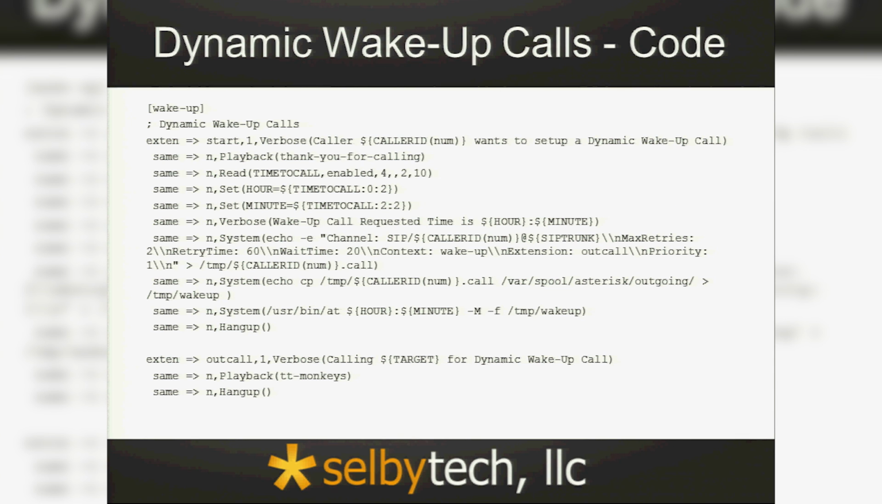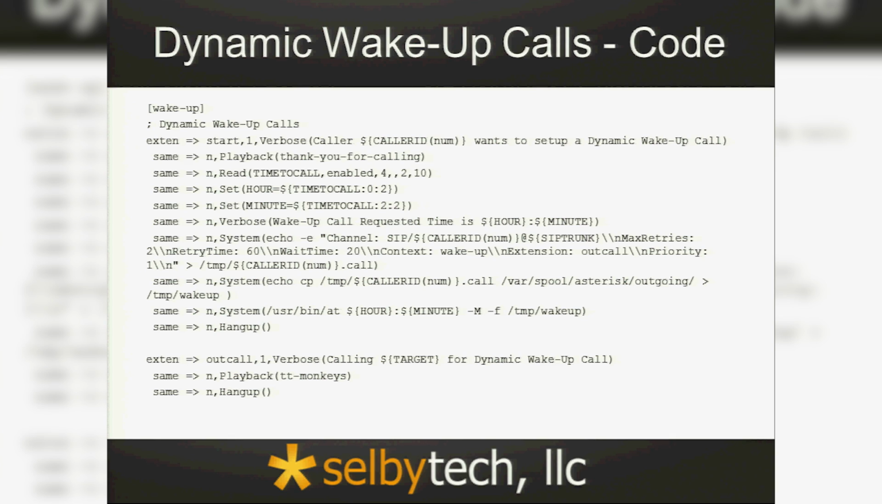And then, again, I like logging, so we say wake up call requested time is. And then, like I said, this is a lot easier to do with an AGI, or a lot prettier to do with an AGI, but you can do it as a system call. You echo out all the data you need into a temporary call file in temp. I just name it the same as the extension that it's calling from, .call.